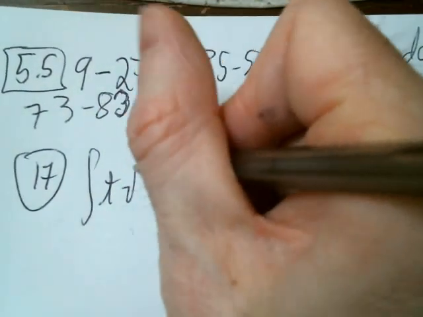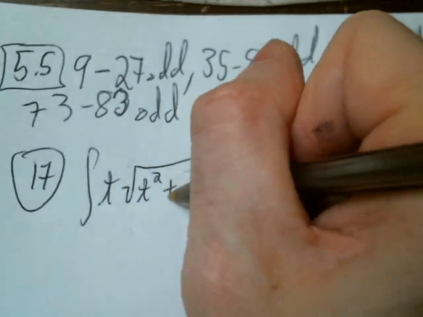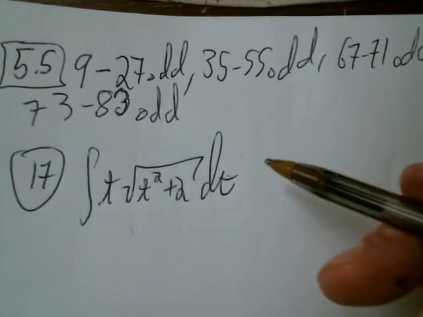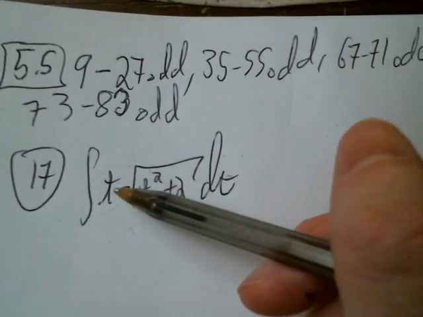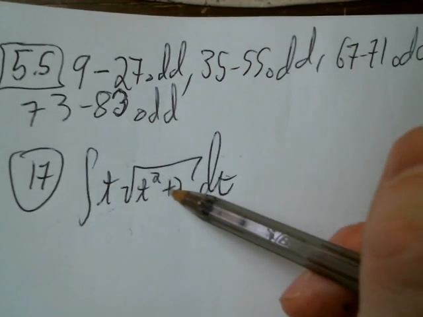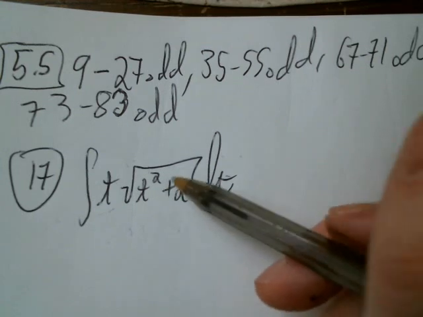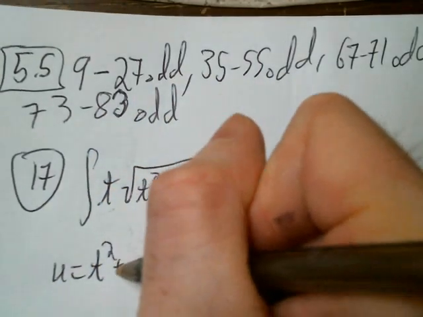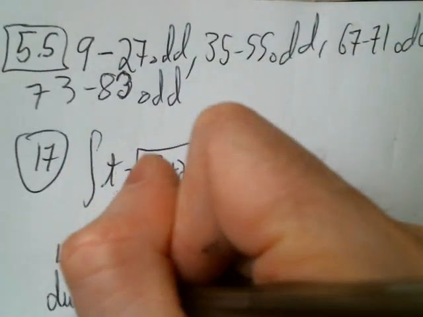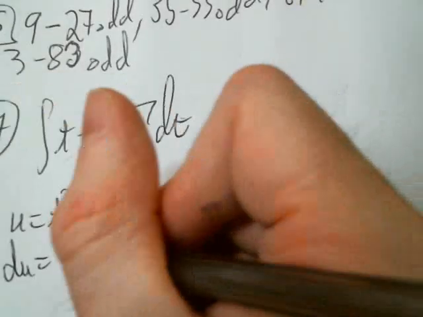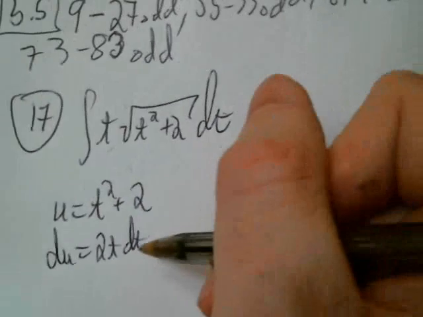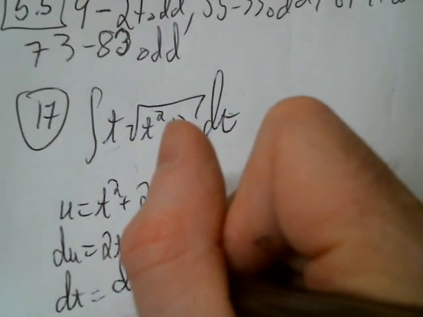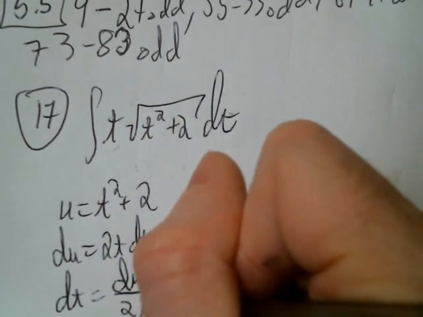So I have t times the square root of t squared plus 2 dt. Okay. So you're looking to let u equal something such that when you take its derivative, you kind of see the pieces of it inside the integral. And certainly if I do u equals t squared plus 2, its derivative will cancel out this t here. So let's do that. u equals t squared plus 2, and then du equals 2t dt. And then I like to solve for dt. Maybe the book does it a little different, but I'll have du all over 2t.